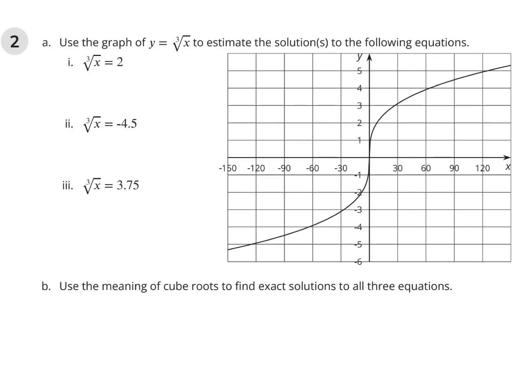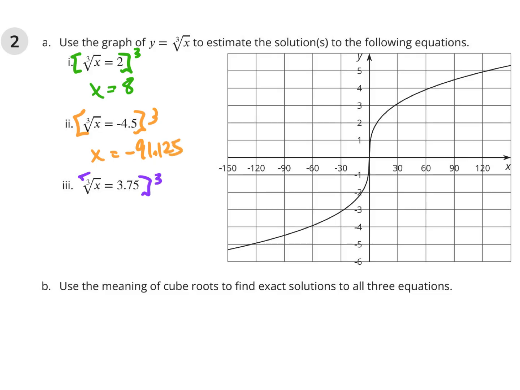Okay, they want us to use the graph to estimate the solutions. Then they want us to find exact solutions. We're just going to find an exact solution. So when you see a cube root is done to a variable, you have to cube it. So cubing gets rid of that cube root, and x pops out. We cube the other side, we get 8. If we cube both sides, x is going to be equal to negative 91.125. We just put that in the calculator.